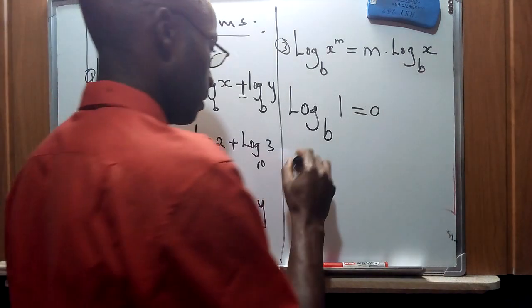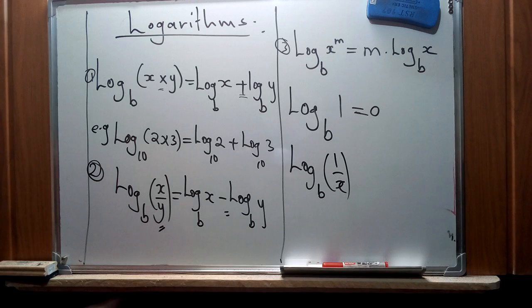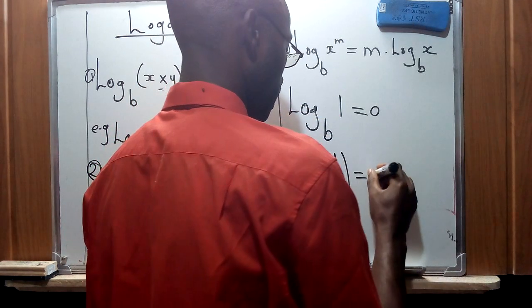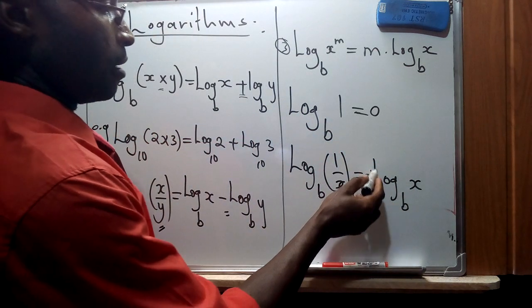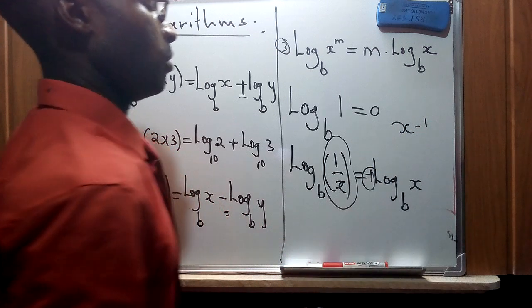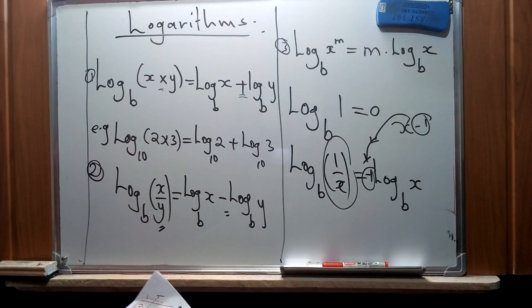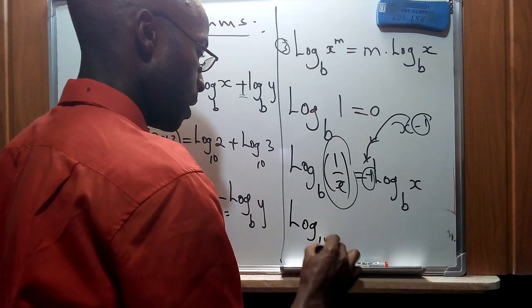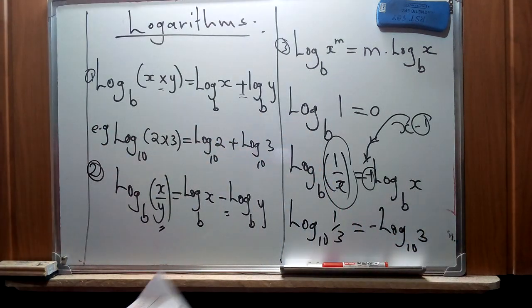Suppose we have a function that is log to base b of 1 over x. Remember, we can write 1 over 2 as 2 raised to negative 1. So from the indices, we can as well write this as log to base b of x raised to negative 1. This negative 1 comes from the fact that this fraction can be written as x raised to negative 1. So a general expression like log to base 10 of 1 over 3 is going to be negative log to base 10 of 3. These three specific rules that I've listed on the board are going to be applicable.